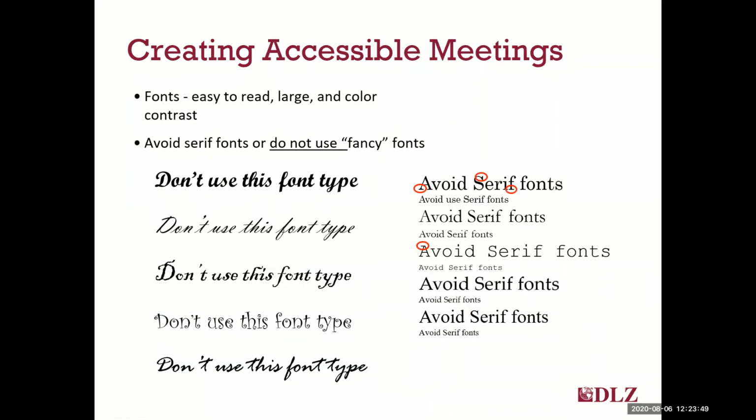Now let's talk a little bit more about the design of your virtual meeting presentation to ensure accessibility. Many of these principles apply to multiple situations, not just virtual meetings. Probably most important to persons that have vision loss or low vision is your selection of fonts and how you use it. You need to ensure that fonts are easy to read and that the text is large.